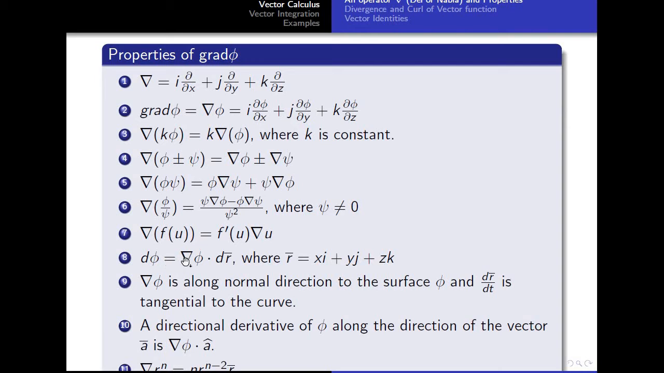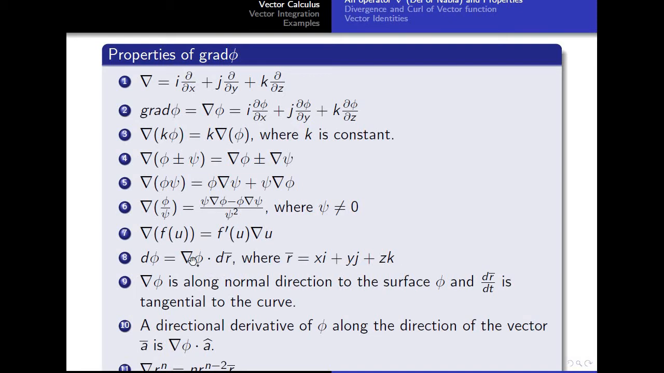d phi is equal to grad phi dot product with dr bar. This is for the total derivative d phi, where r bar is xi plus yj plus zk, the position vector of the point x, y, z. And how do we find dr bar? It is dx i plus dy j plus dz k. The dot product of grad phi with dr bar is nothing but d phi. Dr bar is a tangential direction to the curve at that point.